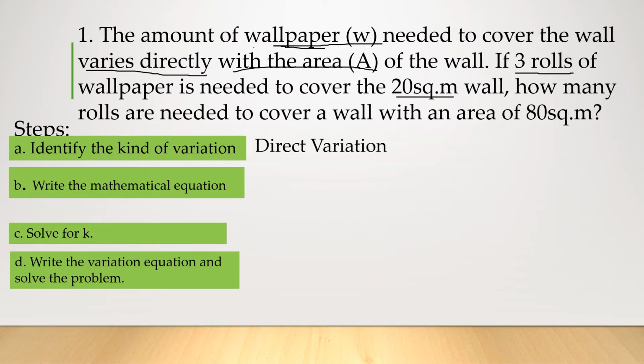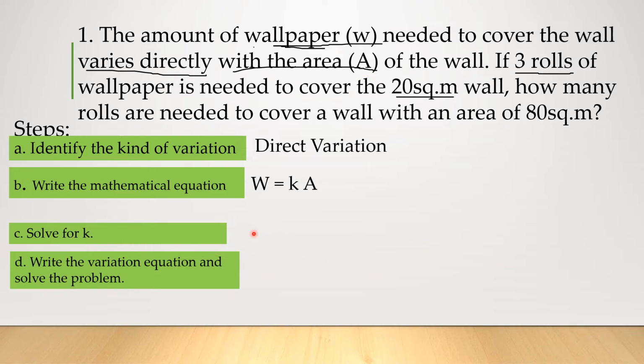Now, what is the mathematical equation if it's direct variation? Y is equal to kx. So y, that is W, is equal to k times A. This is y, and this is x. Okay? Now, solve for k.